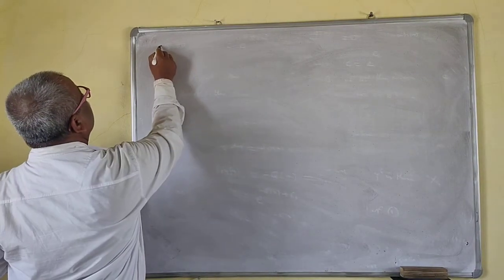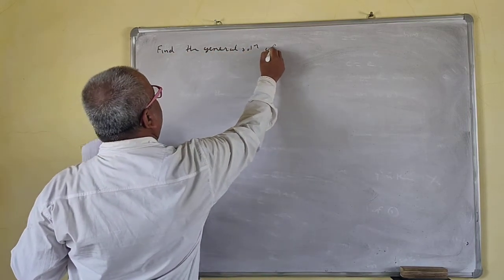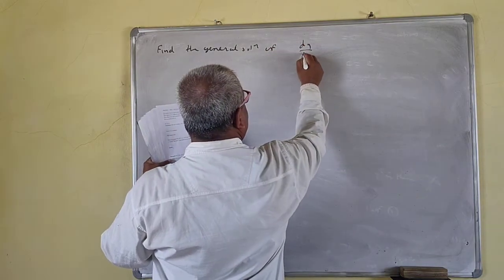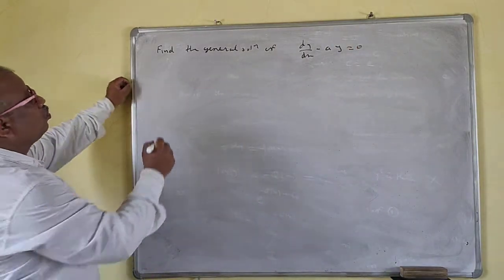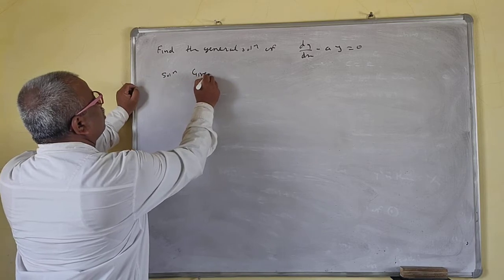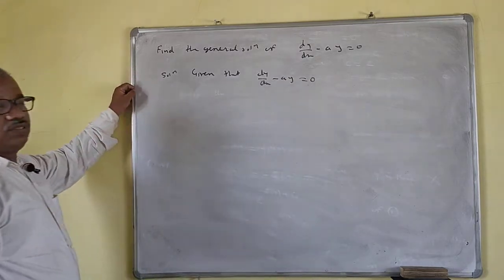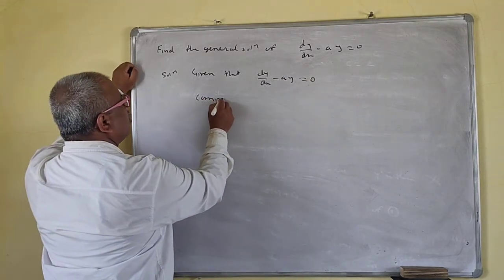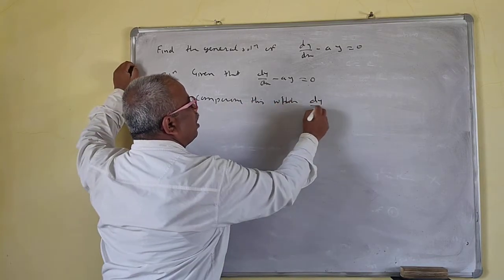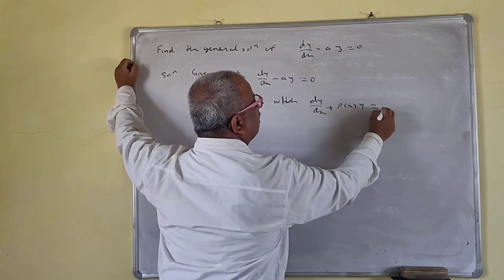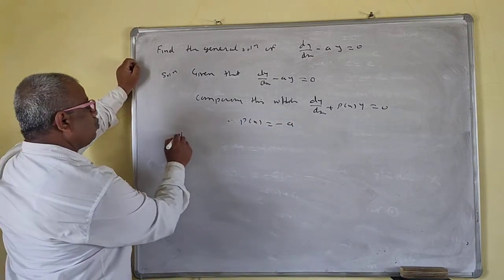Find the general solution of dy by dx minus a y is equal to 0. Solution: given that dy by dx minus a y is equal to 0. Comparing this with dy by dx plus p of x times y is equal to 0, therefore p of x is minus a.